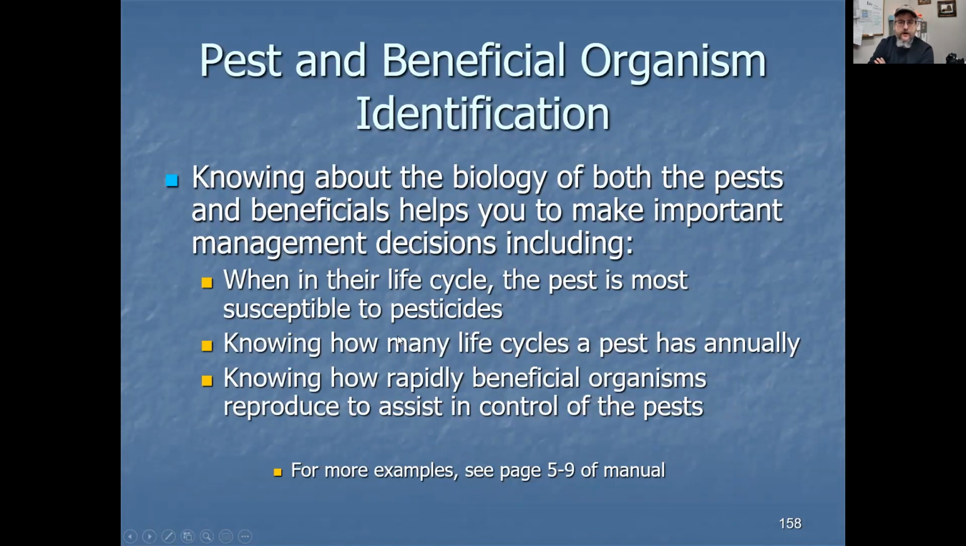Pest and beneficial organism identification. Knowing about the biology of both the pests and the beneficials helps you to make important management decisions, including when in their life cycle the pest is most susceptible to pesticides, knowing how many life cycles a pest has annually, or knowing how rapidly beneficial organisms reproduce to assist in control of pests. There are some more examples in your book on page 9. You can read through that on your own.